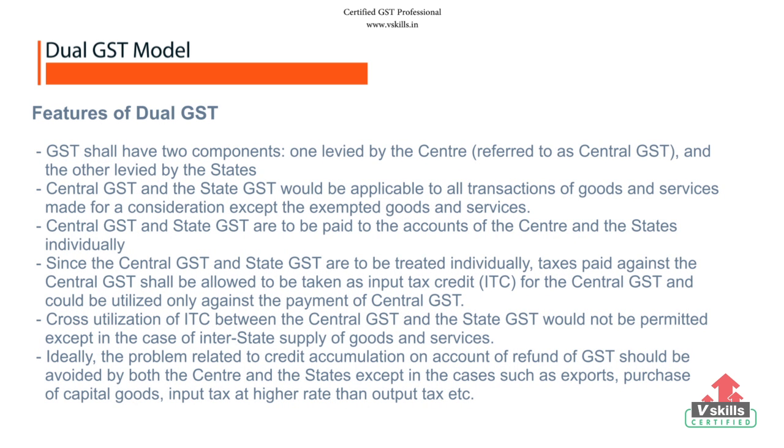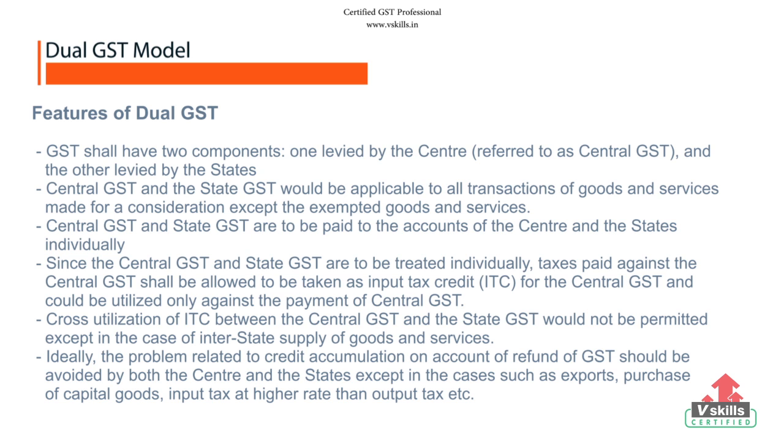Let's talk about the features of our dual GST system. GST shall have two components, one levied by the center and the other levied by the states. Central GST and state GST would be applicable to all transactions of goods and services made for a consideration except the exempted goods and services. Central GST and state GST are to be paid to the accounts of the center and the states individually.